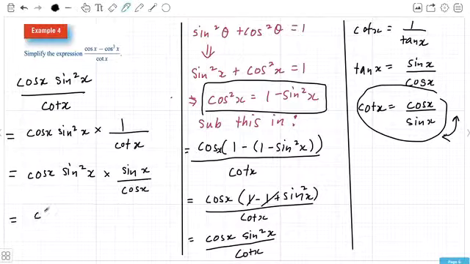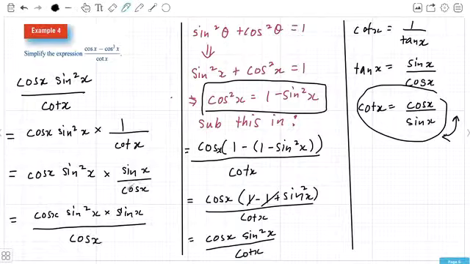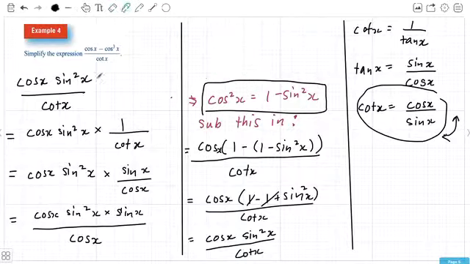Let's put the cos x back underneath, and you're going to see a nice cancellation and a nice simplification. So the cos x has gone underneath. I've still got this sine here as well. To finish off, cos x's cancel out and we've got sine squared x times sine x, which is sine cubed x. So simplifying this expression, cos x minus cos cubed x on cot x is actually equal to sine cubed x.